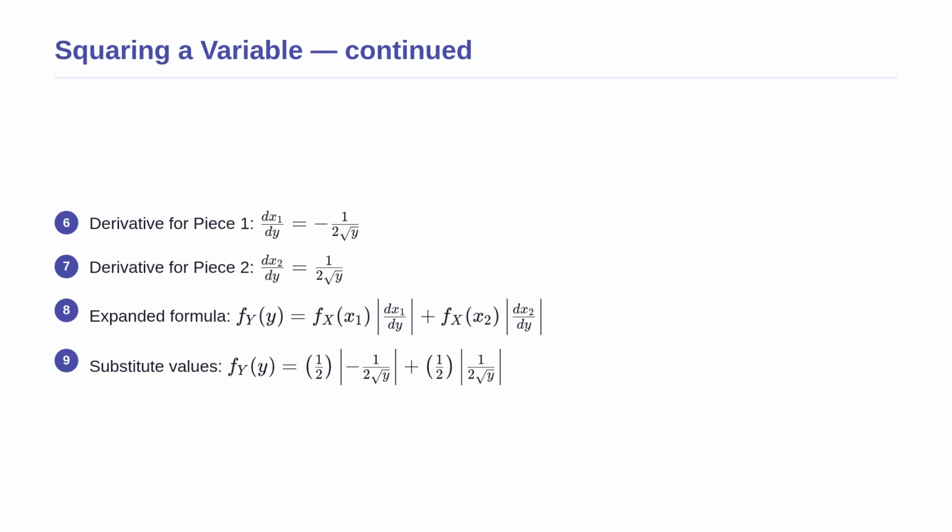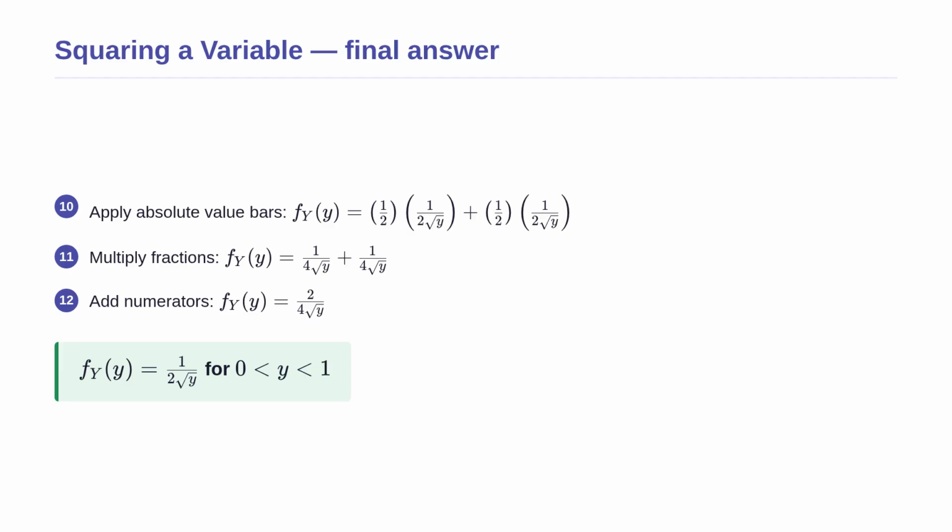Since our original density was just the constant 1/2 everywhere, we plug that in for both terms, along with our two derivatives. For our final steps, we apply the absolute value bars, which removes the negative sign from the first derivative. This makes both terms identical and positive. Multiplying the fractions together gives 1 over 4 root y for both pieces. Since they have the same denominator, we simply add the numerators to get 2 over 4 root y, which simplifies down to our final answer, 1 over 2 root y.